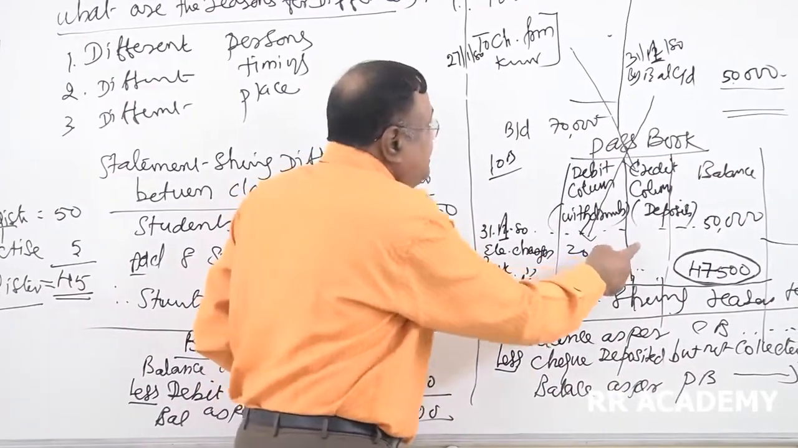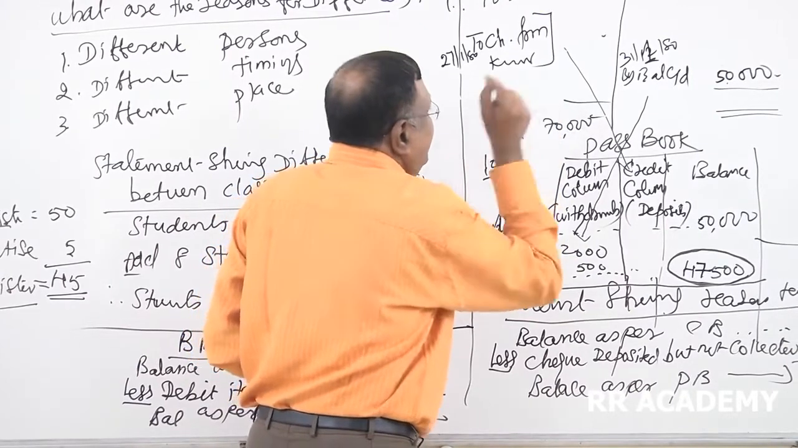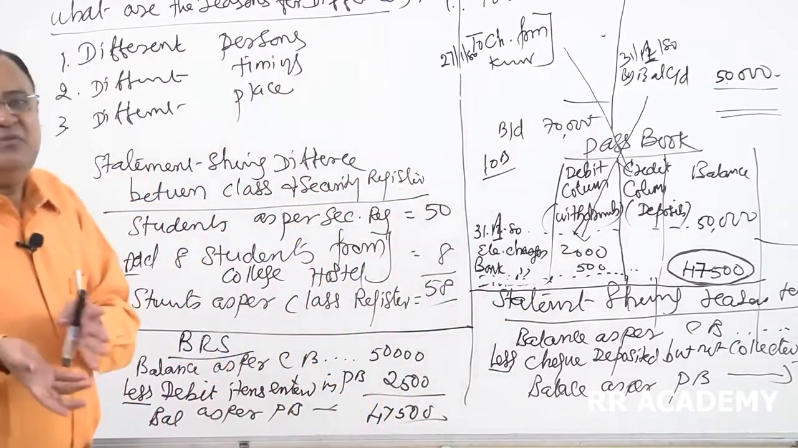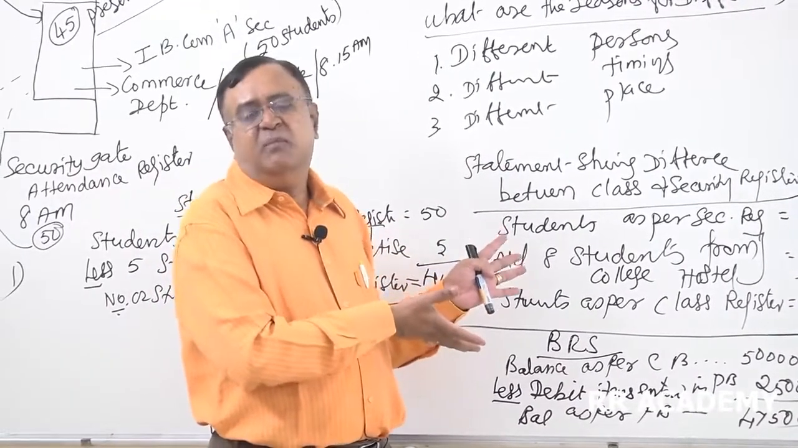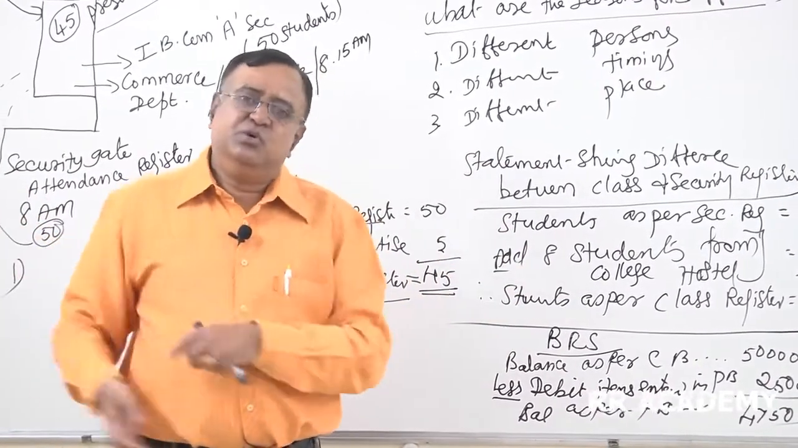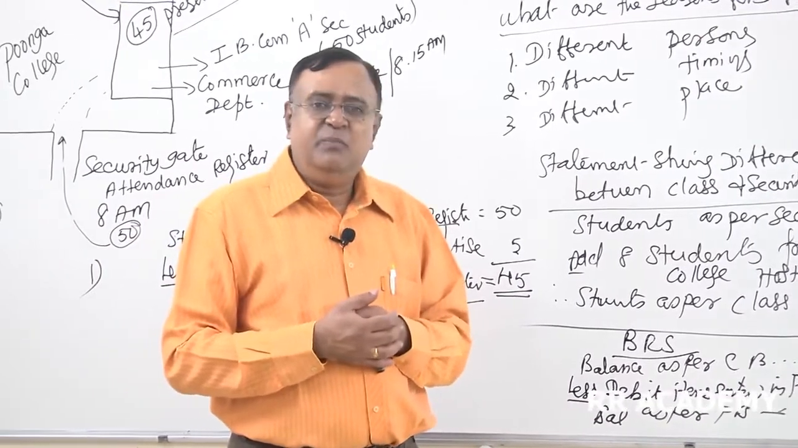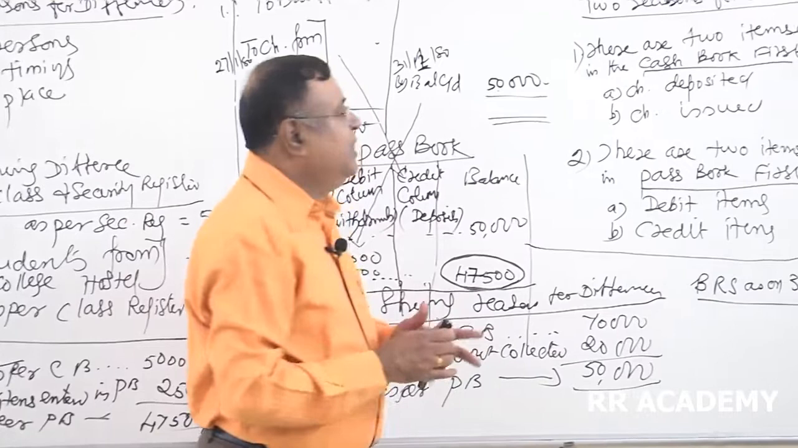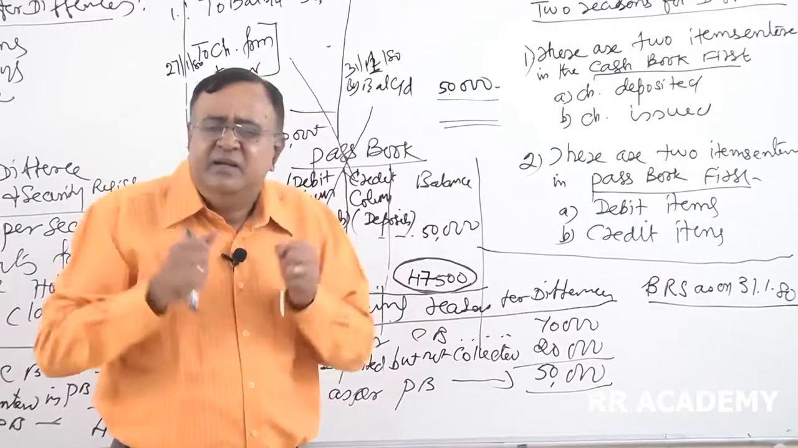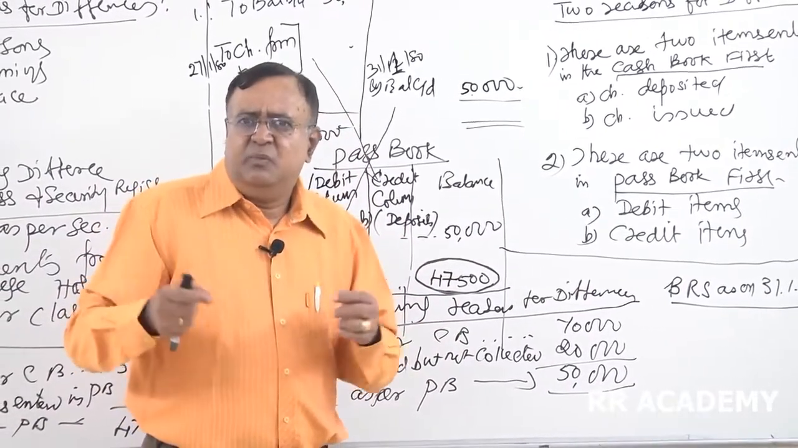Likewise, credit items, we will enter here. So that is what, friends. In the meantime, the cash book will show one amount and the passbook will show one amount. I hope you understand. Let me repeat these, friends. Why is there a difference between the cash book and the passbook?